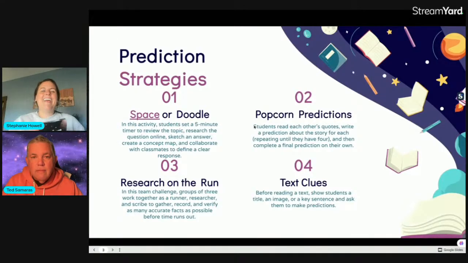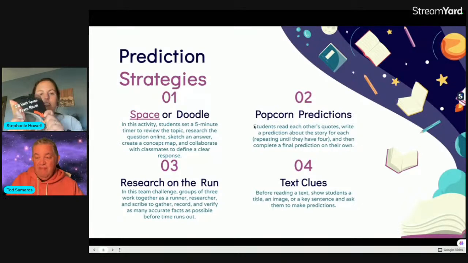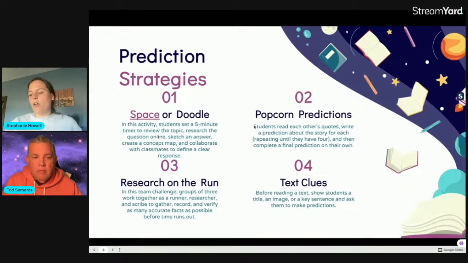Prediction helps students with vocabulary words they might get stuck on and helps them be engaged with the activity. One of my favorite prediction strategies to get students excited is a space doodle. Students have 5 minutes, so you'll set a quick timer, and they review the topic, in this case space. They draw anything that they know about space. They can create concept maps, or just use a blank piece of paper and a marker, pen, or pencil to sketch out all of their ideas.